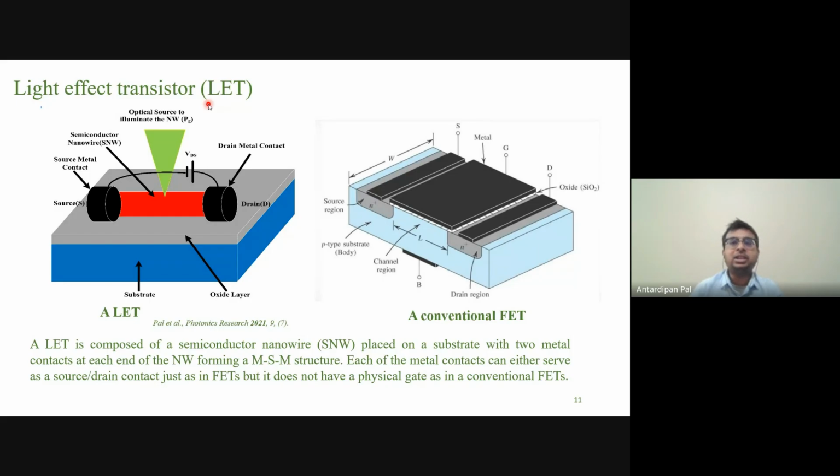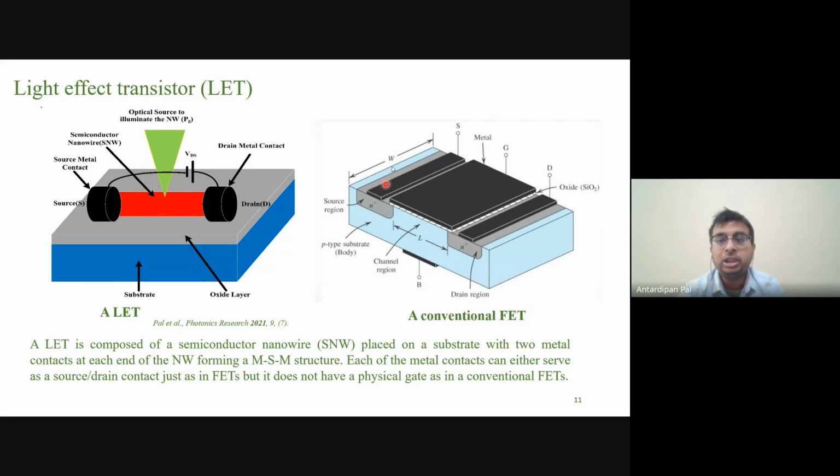A field effect transistor is a voltage control device, right? Because we have a physical gate and we give an electronic signal or a voltage to it, and we develop an electric field. That's why we call it field effect transistor. Here, we don't have a physical gate. What do we have? We have a semiconductor nanowire with 2 contacts at the 2 ends. This is an electronic, or electrical signal, control device; this is an optical control device.